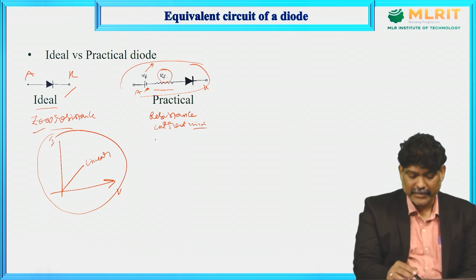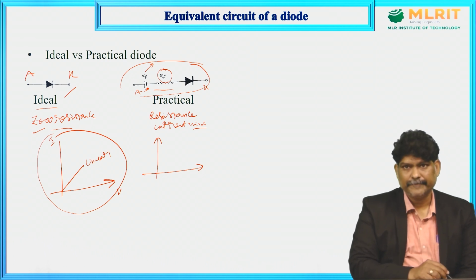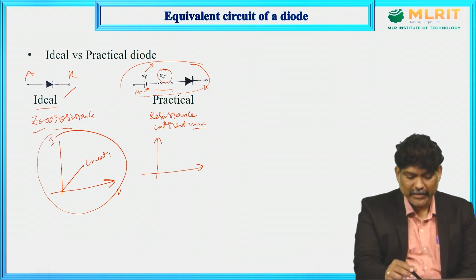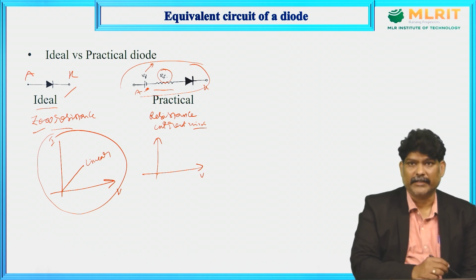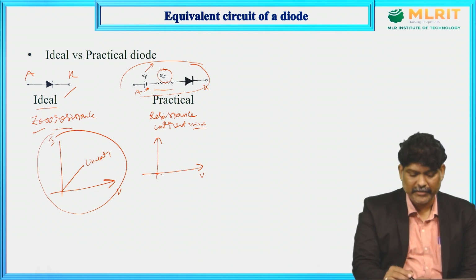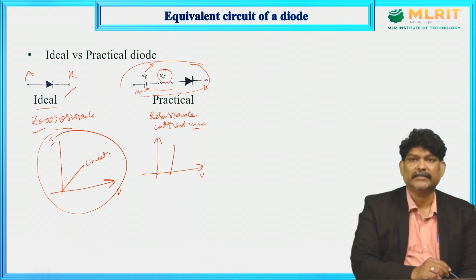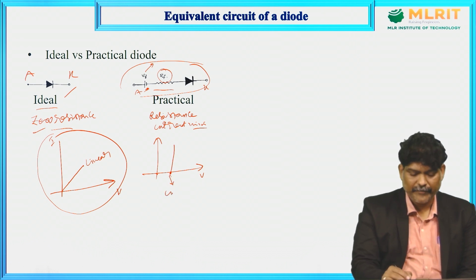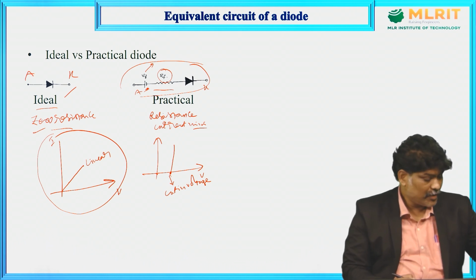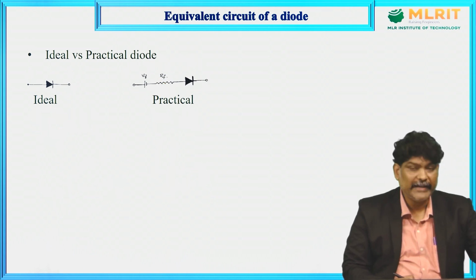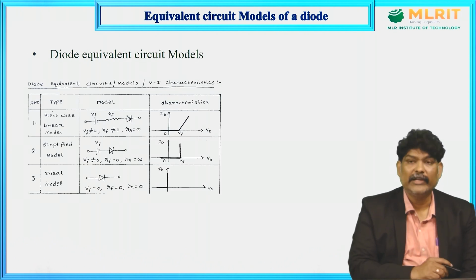But whereas in practical, the current is not ideal or constant, and initially, the moment you apply the input voltage, the current is not conducting. The current is not flowing through the diode initially. So at a particular voltage, that is the cut-in voltage, the current rises suddenly like this. So this voltage is nothing but the cut-in voltage, reference voltage or threshold voltage, like that. Okay, so now let us see the different diode equivalent circuit models.